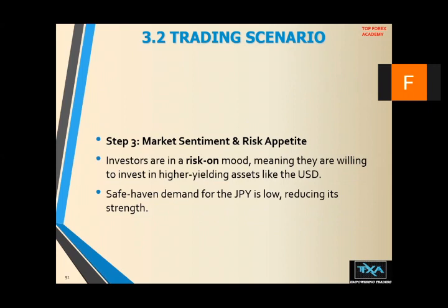The next is market sentiment and risk appetite. You check to see if investors are in a risk-on mode. They are willing to invest in higher yielding assets like the US dollar. You also check to see if the safe haven demand for JPY is low. In such a case, it will reduce the strength of JPY. So what we are trying to say is that in that situation, you are looking at USD a stronger hand, and JPY a weaker hand. So that is what? A buy.